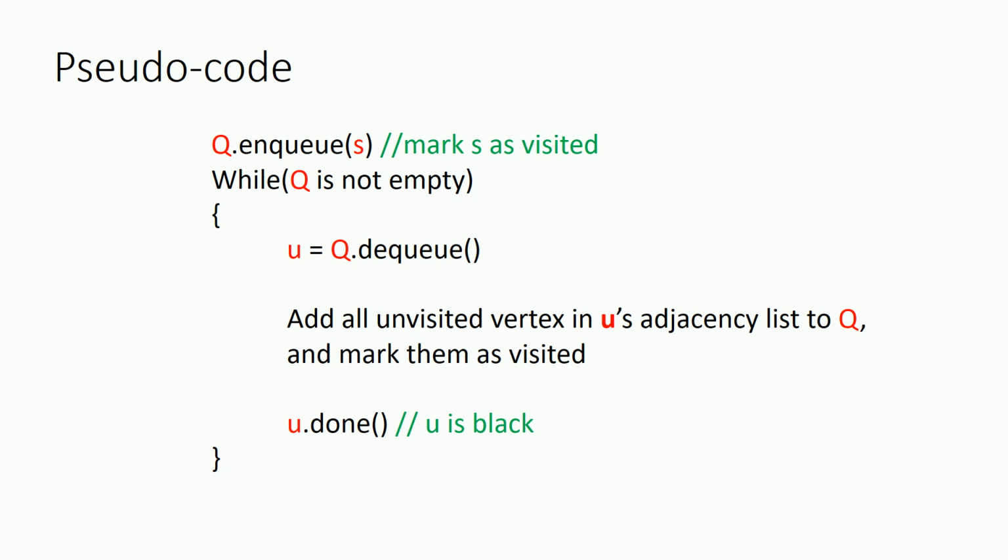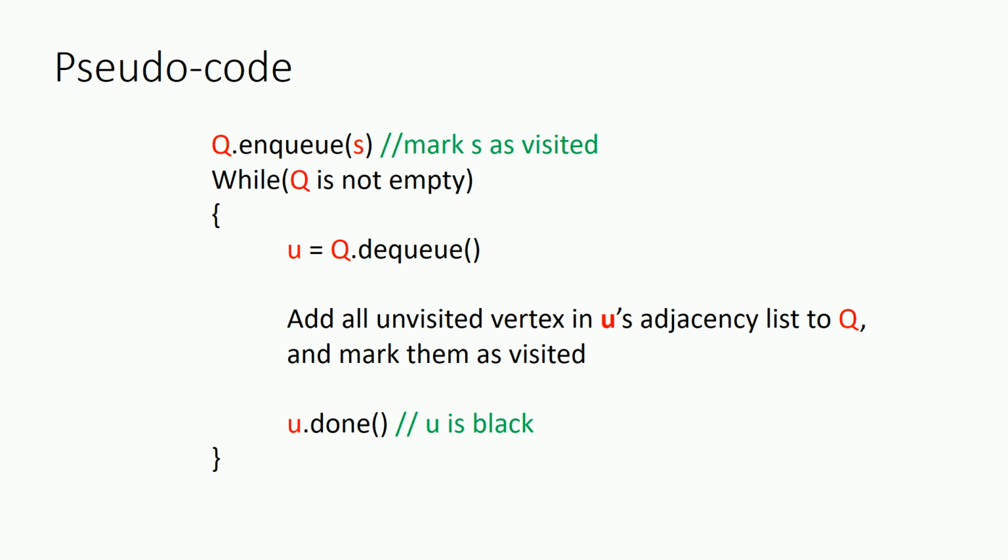Now, you may already realize that to accomplish this algorithm, we need a variable in our vertex class to indicate whether it is in an unvisited state, visited state, or done state. For that, we are going to have a variable called color, which can take either white to indicate an unvisited vertex, or gray to indicate a visited vertex, or black to indicate that this vertex is in done state.